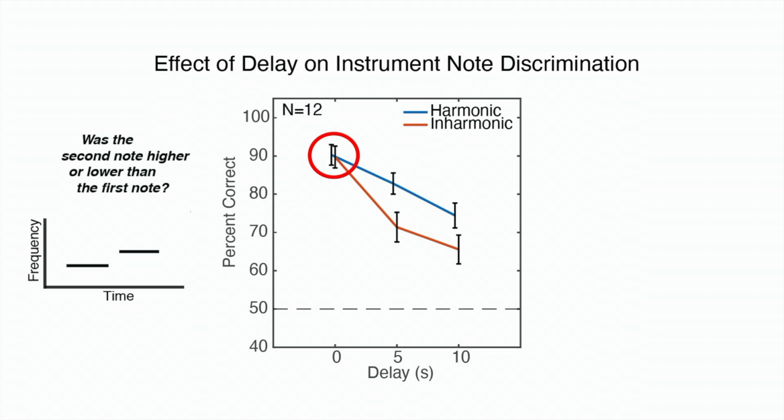Here is an example of a harmonic trial, where the second note is higher in pitch than the first note. And here is an example of an inharmonic trial. You should again be able to hear that the second note is higher than the first.